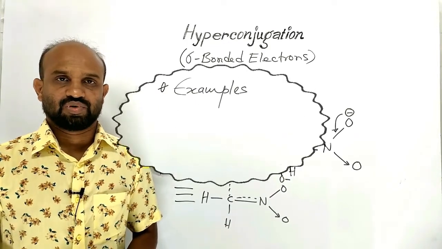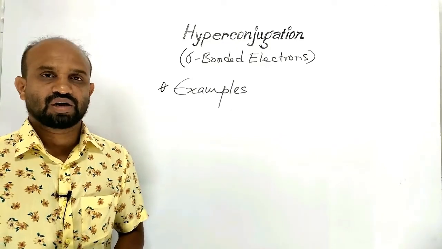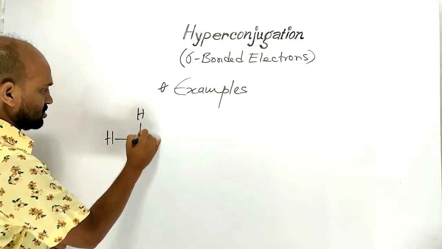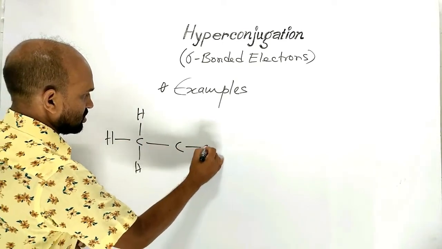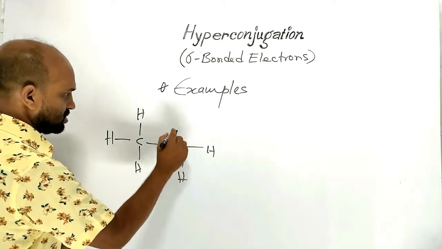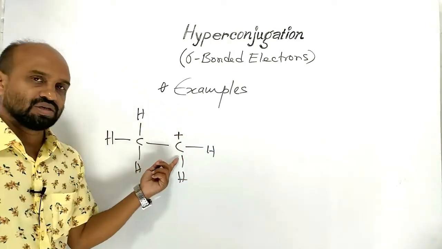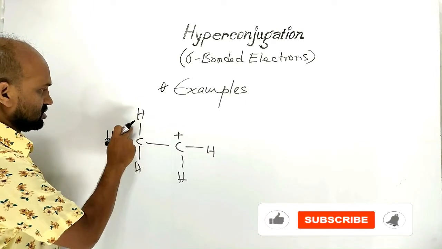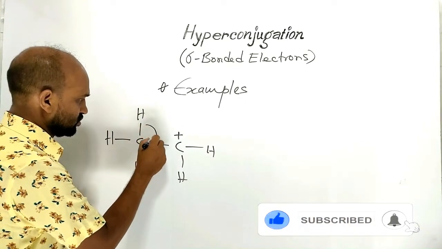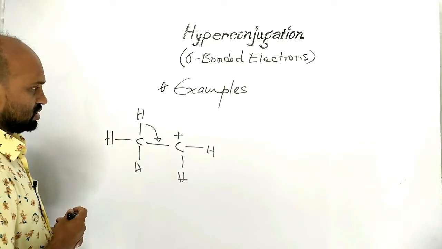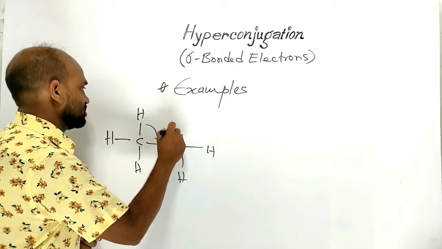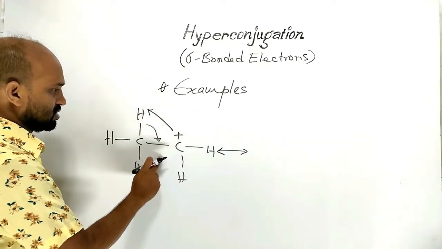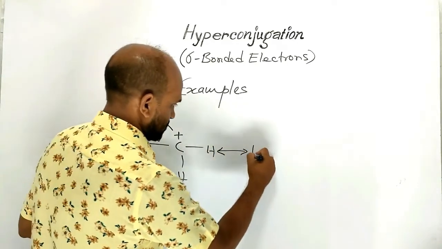Let's see another example: the ethyl carbocation. Let's write H, C, H, H, H, with a positive charge. This is the ethyl carbocation. Because of this positive charge, these sigma bonded electrons move to the carbon-carbon bond, and this positive charge shifts to hydrogen, and as a result we get another resonance structure of the ethyl carbocation in this way.